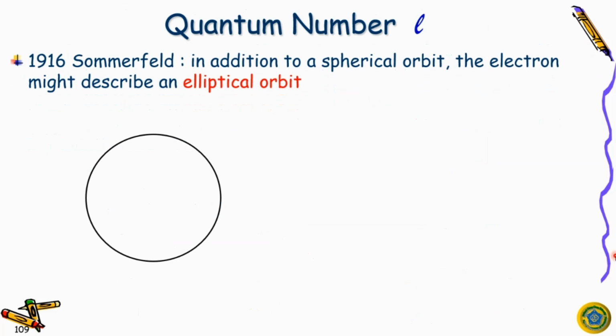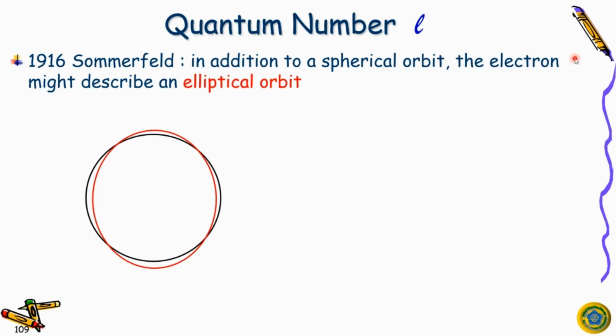So in 1916, Sommerfeld thought that, instead of a spherical orbit, because there are some fine structures or some very close energy states, in this orbital they might have some small structure. So he thought that the electron might be described as elliptical, not spherical. Elliptical orbital means that it's not perfectly spherical. So there's some kind of structure.